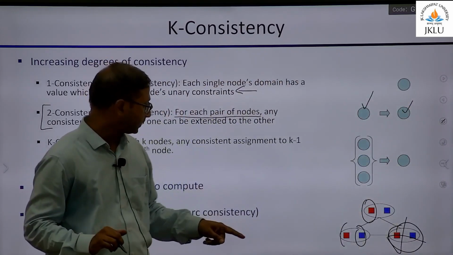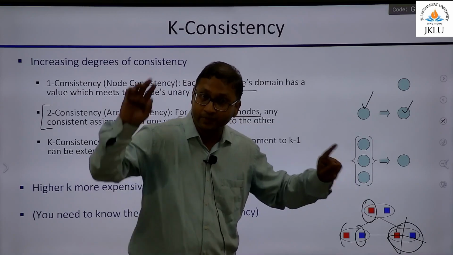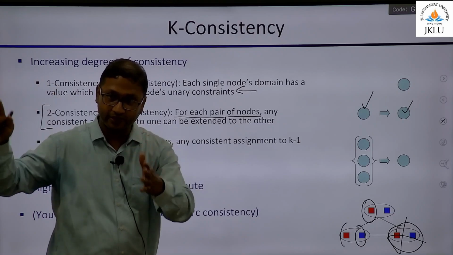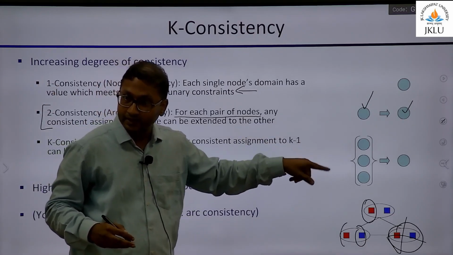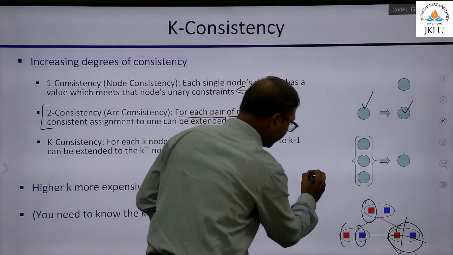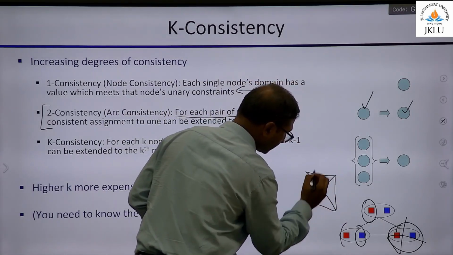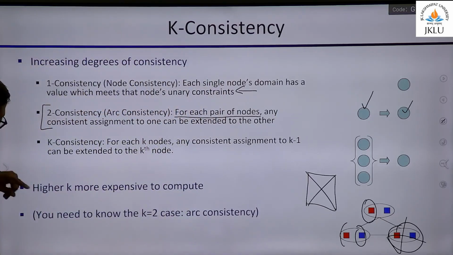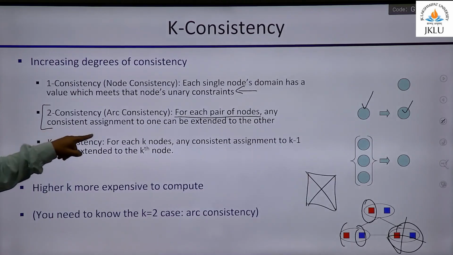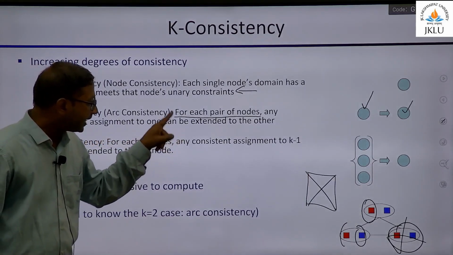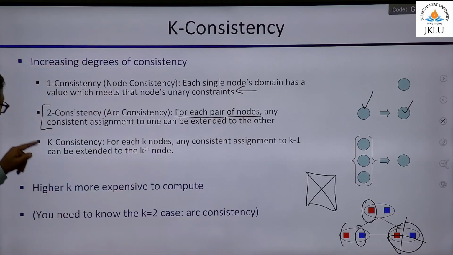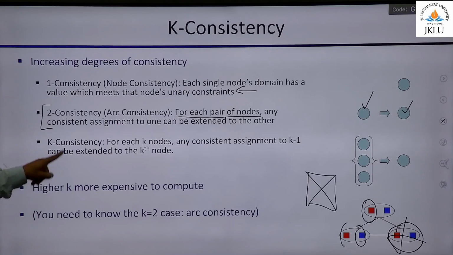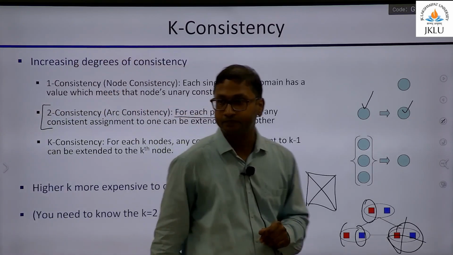Similarly for K. Give me an example where 4 consistency will fail. Where will it fail, if at all? It must be a clique. So it must be a complete graph of size 4. And so on. So K consistency means given K nodes, any consistent assignment to K minus 1 can be extended to the kth node. Higher K is more expensive to compute.